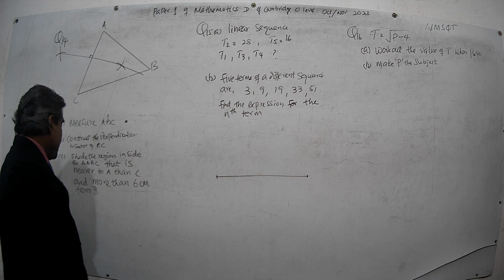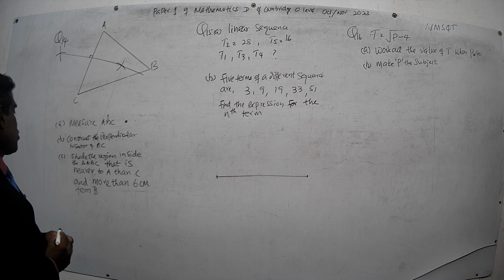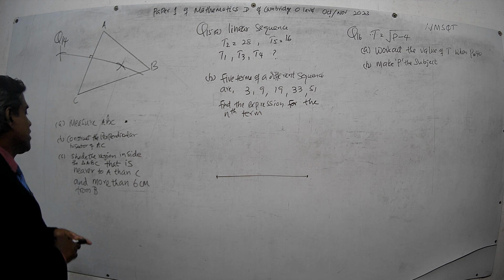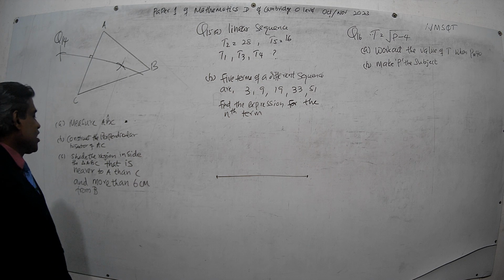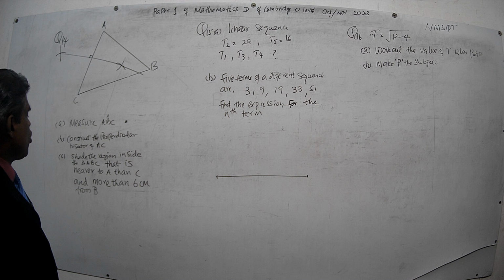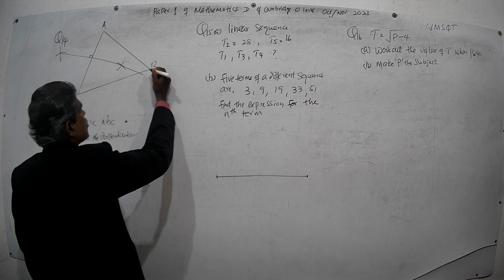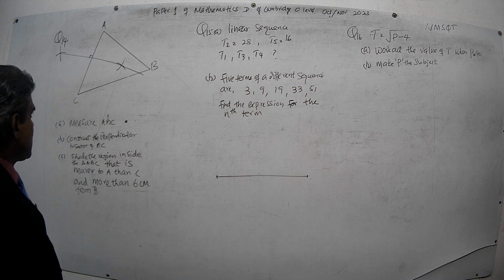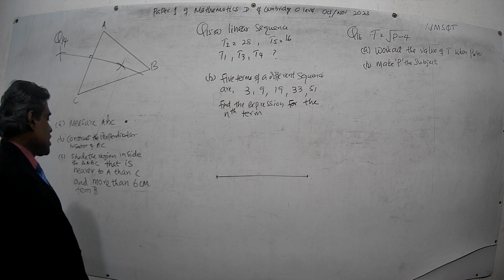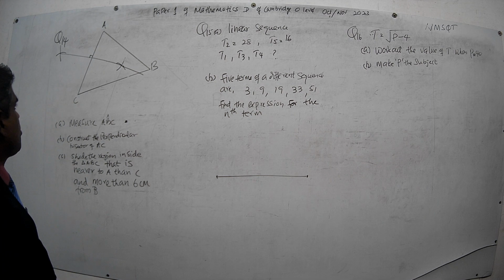Then, and more than 6 centimeters. There are two constraints. One is that the region must be nearer to A than C. The other one is that it must be more than 6 centimeters from B. Then for more than 6 centimeters from B, we have to construct another locus here. What is that locus? That is the locus which is 6 centimeters from B.